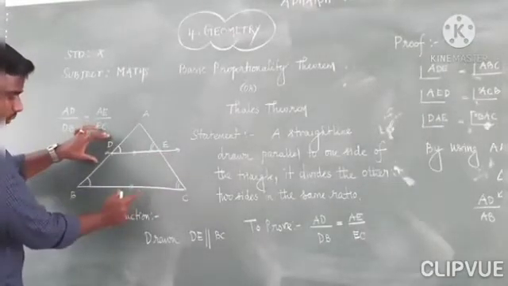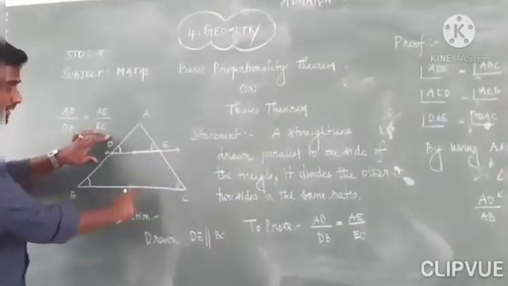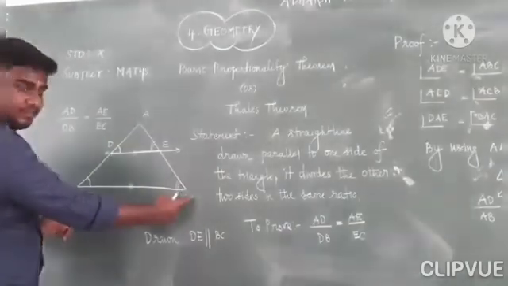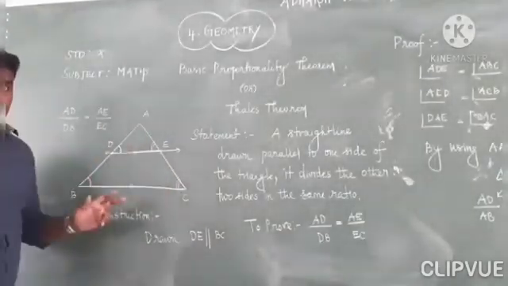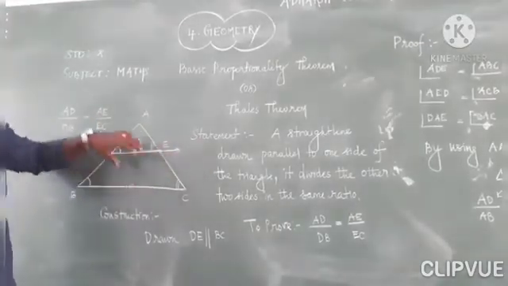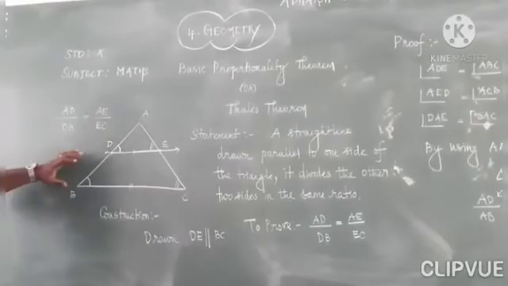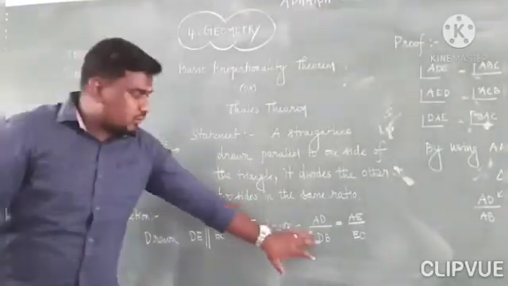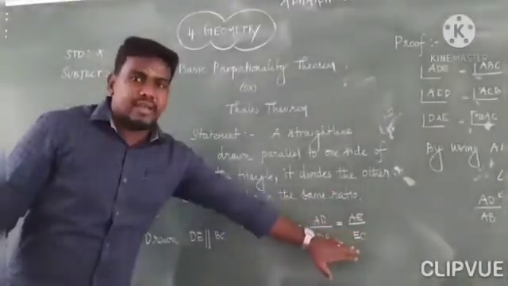Okay, this is a straight line. It is parallel to the side BC of the triangle. It divides the other two sides AB and AC at D and E. So it divides the other two sides in the same ratio. Same ratio means it can be written as AD by DB equal to AE by EC. So now we are going to prove AD by DB equal to AE by EC.